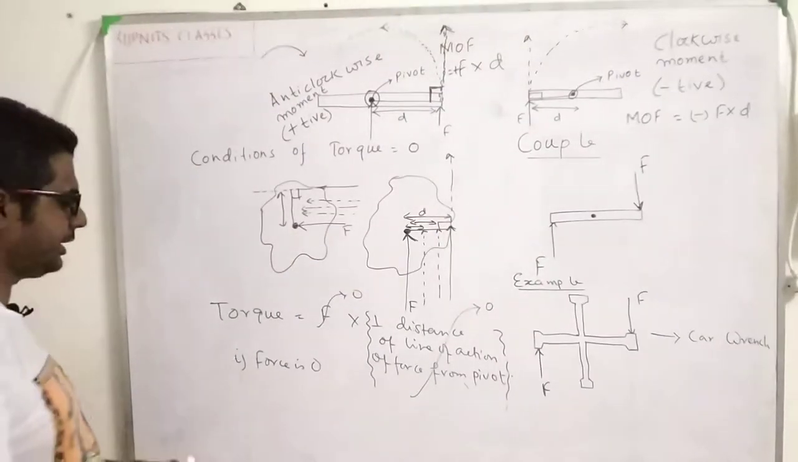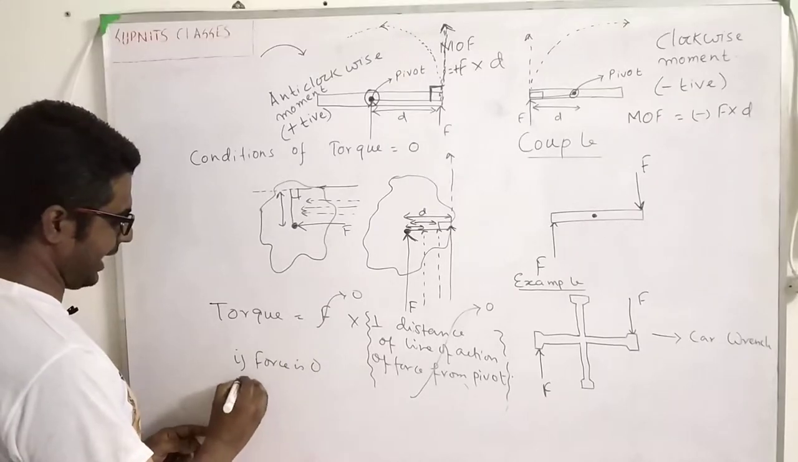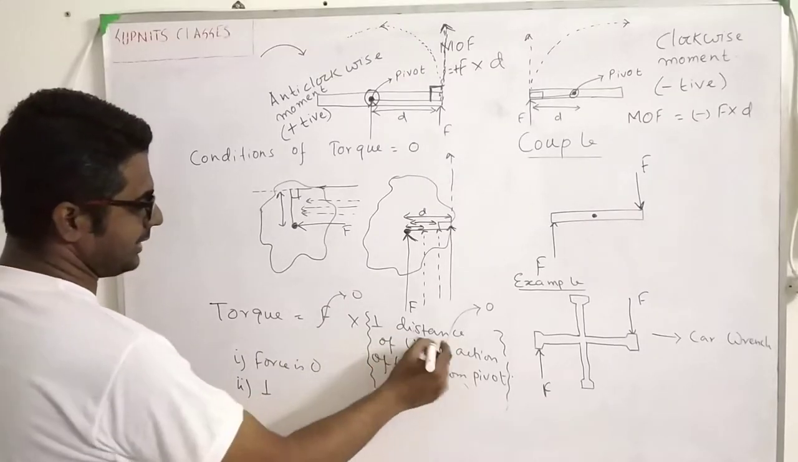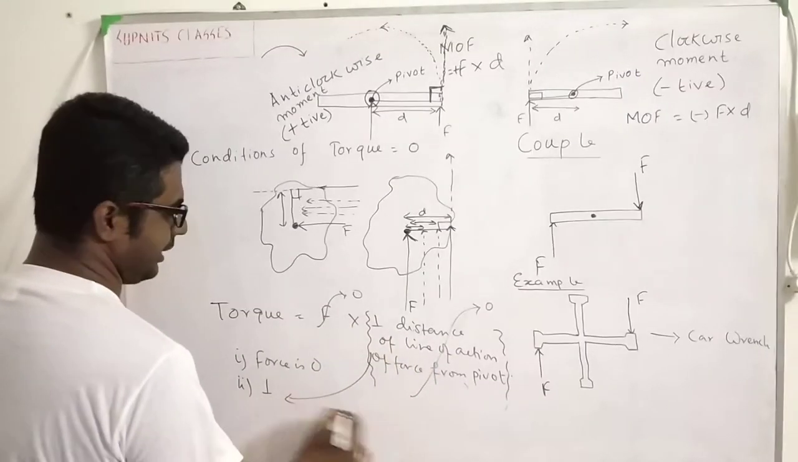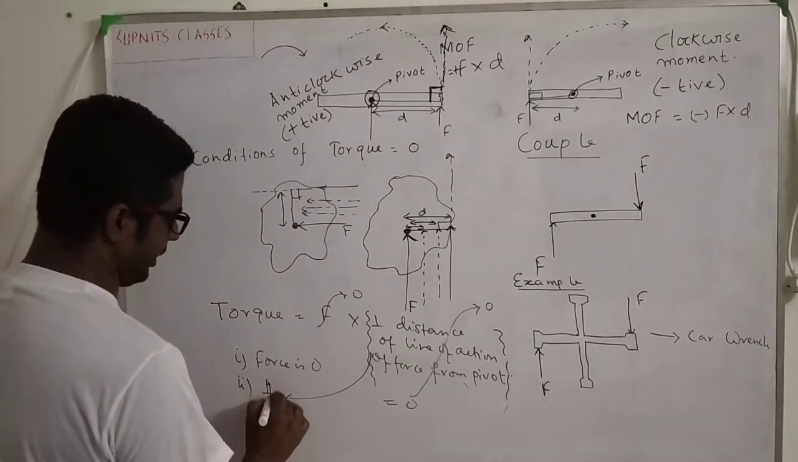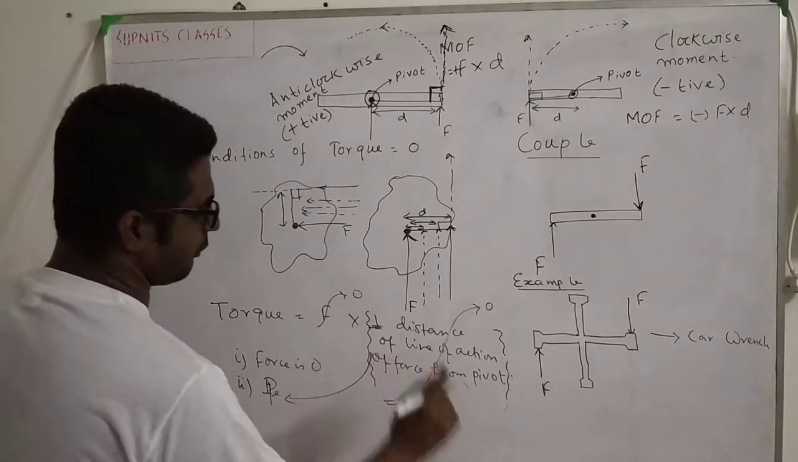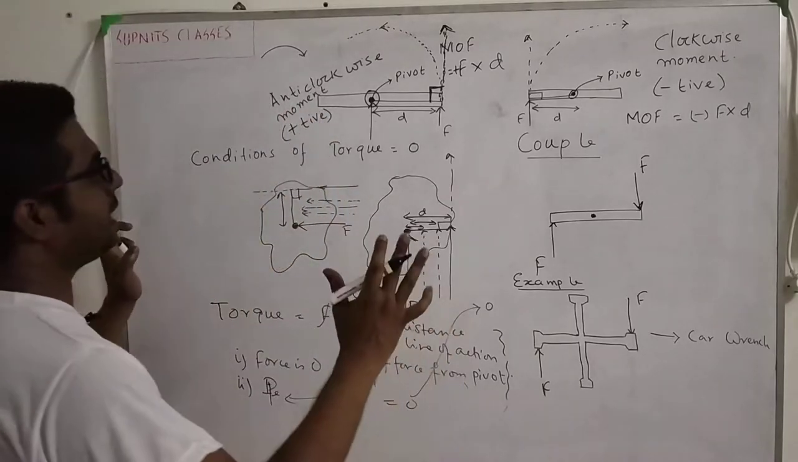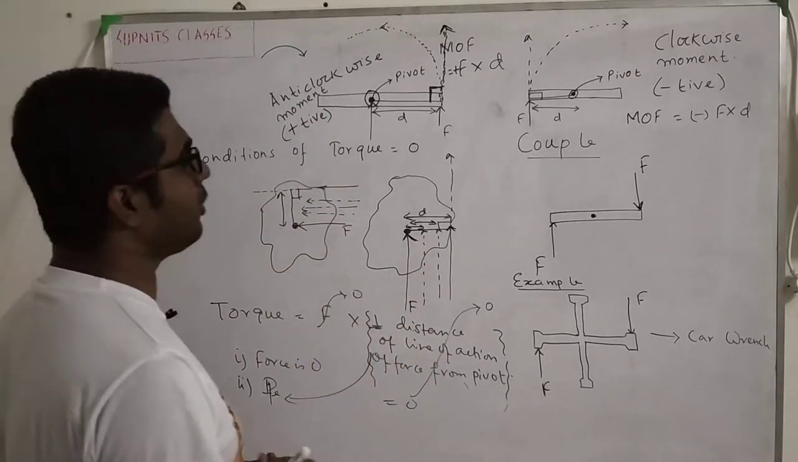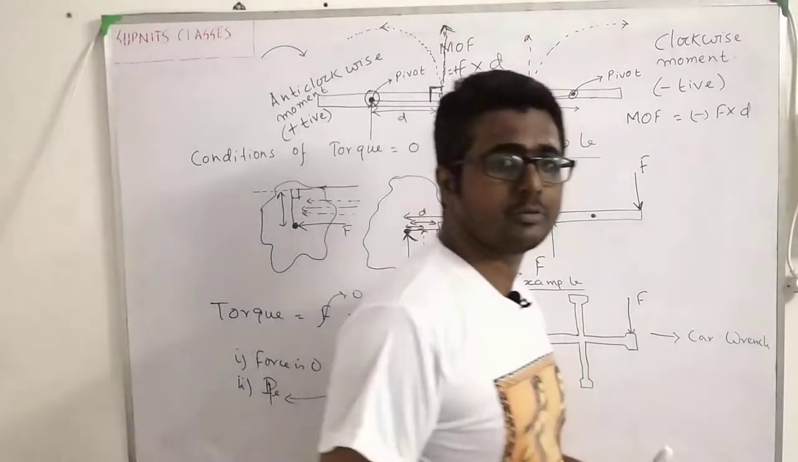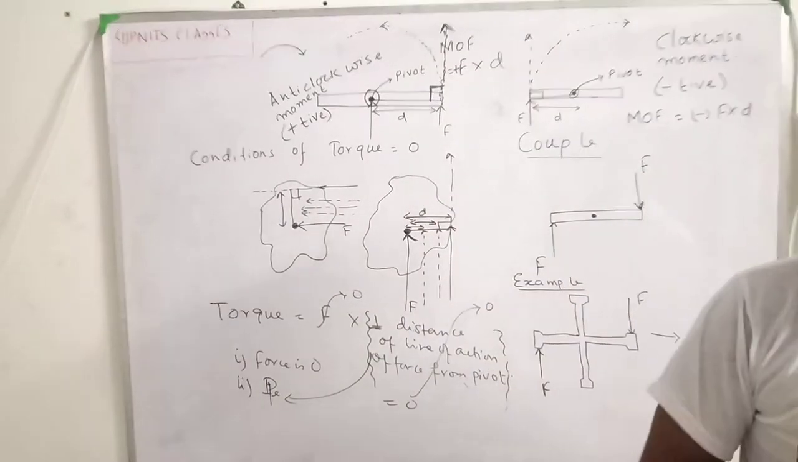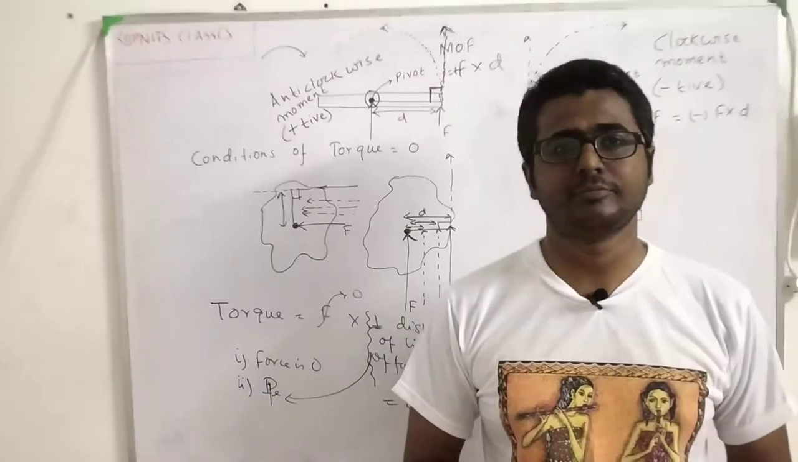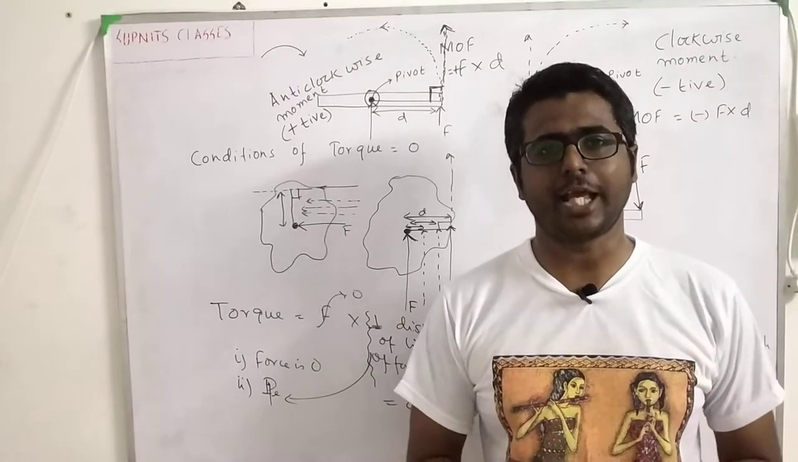So there are two conditions for torque to be 0. One is force is 0 and another is perpendicular distance. This one you have to write over here is equal to 0. Perpendicular, okay? You have to write perpendicular. You cannot write the short forms. Okay. So I hope now there are two, three things that we have made clear. Anti-clockwise moment is positive. Clockwise moment, negative. Cases where the torque can be 0.